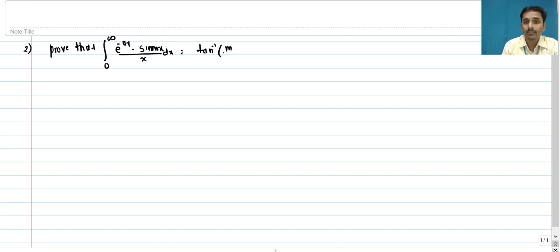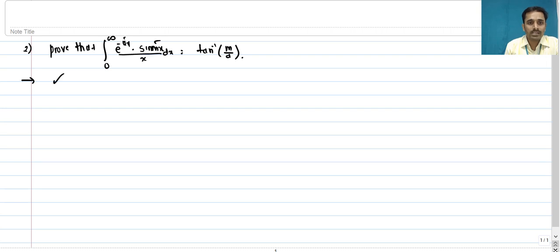We have another example on DUIS. Prove that the integral from 0 to infinity of e raised to minus ax sine mx upon x dx is equal to tan inverse of m upon a. This is the example. Now here, other than x, there are two constants available, which are a and m. So it is up to us to decide which parameter to solve for.